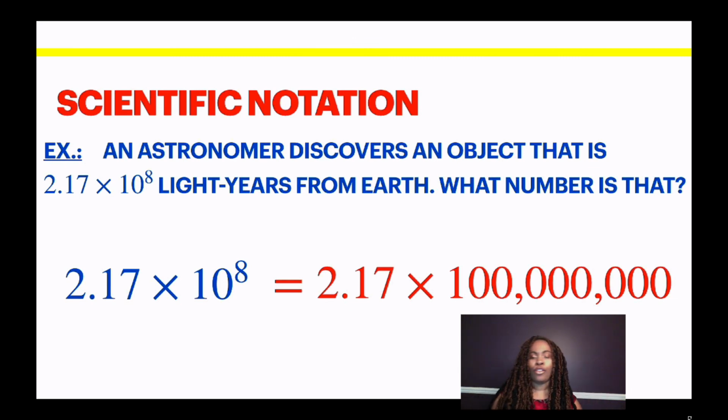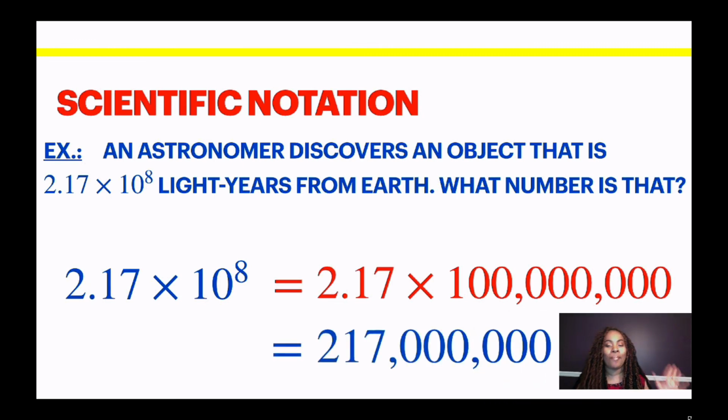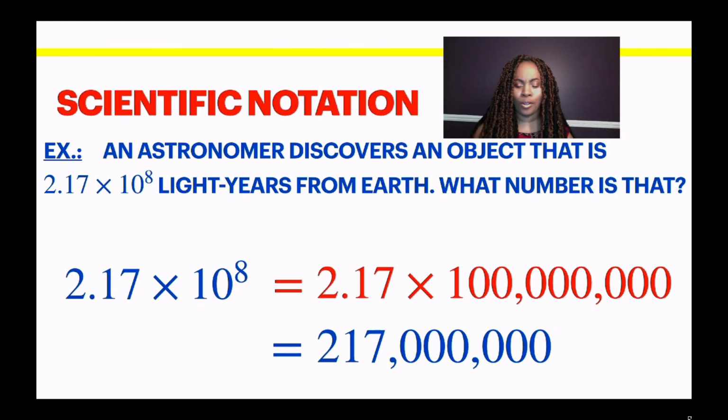But again, those 8 zeros tell us that we need to move our decimal place 8 places to the right. Like loop-de, loop-de, loop-de, loop-de. And once we do all those loops and move it to the right, we're going to end up with 217 million. That was beautiful, guys.